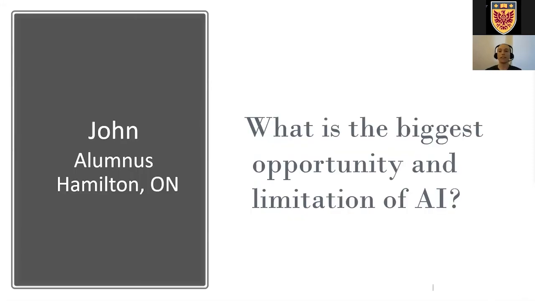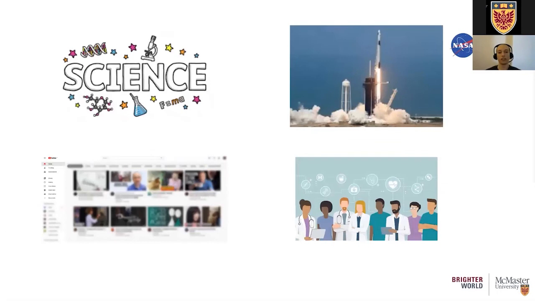So John is asking, what is the biggest opportunity and limitation of AI? That is a very good question. I think these are four very excellent places for AI to hit right now. And AI helps so much with new discoveries and in science in general. You can use it to help you look at different data. This is what I do. I use machine learning and AI to do my science better and make it faster.